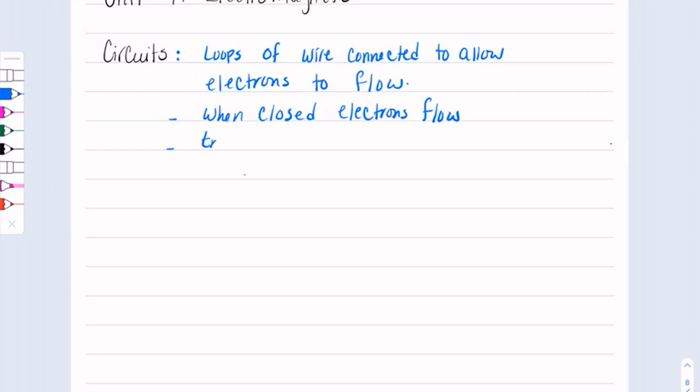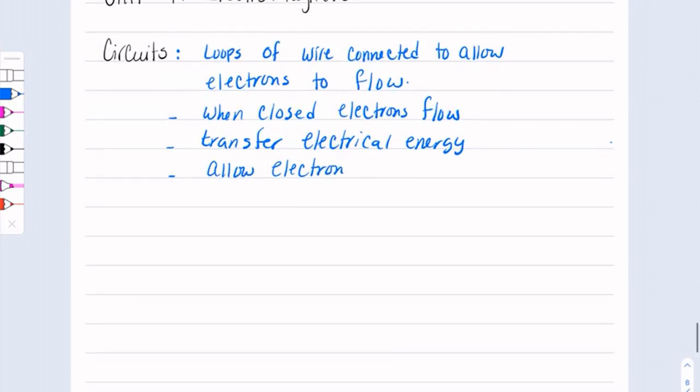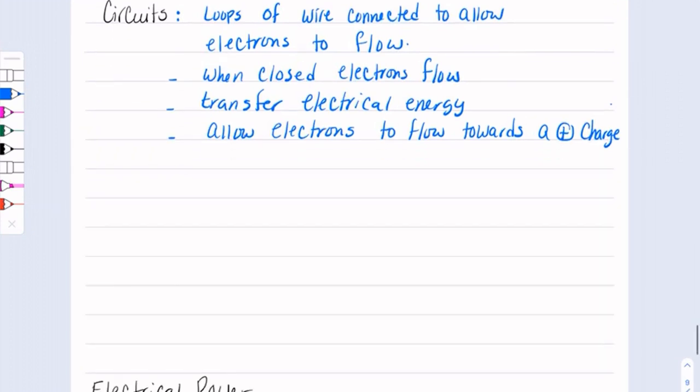Circuits transfer electrical energy. And they allow electrons to flow towards a positive charge. So electricity, all it is, is moving electrons. When electrons are allowed to move from one location to the next, that's what electricity is.